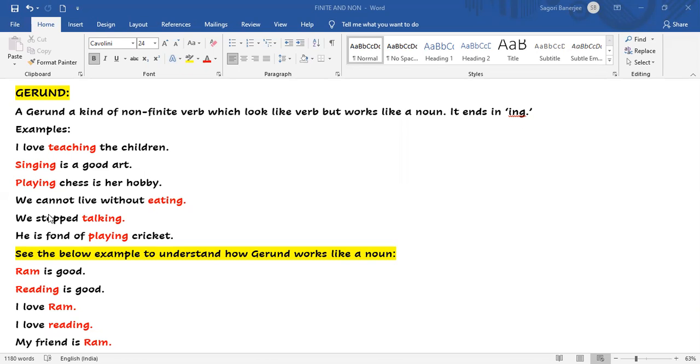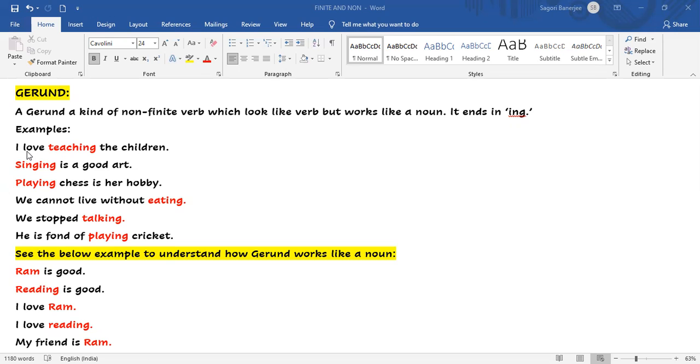Now see some examples with red highlighted words. I love teaching the children. Now teach is the verb, ing, teaching. Okay, so if I question, see in this sentence I is the subject, love is the verb which is called finite verb or the main verb. I love what? I love teaching. So teaching is functioning like a noun.